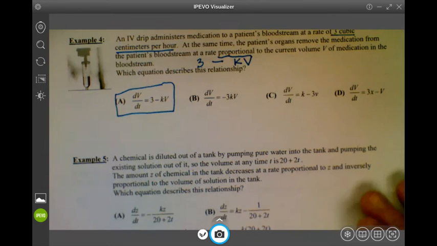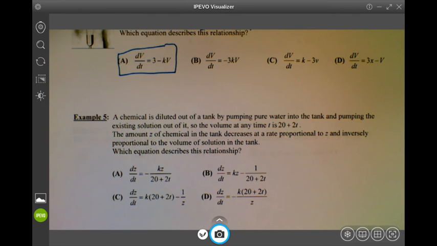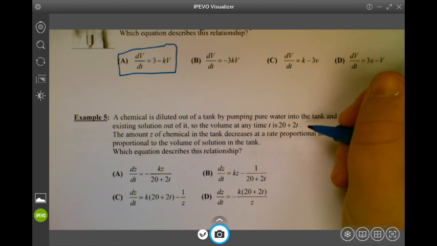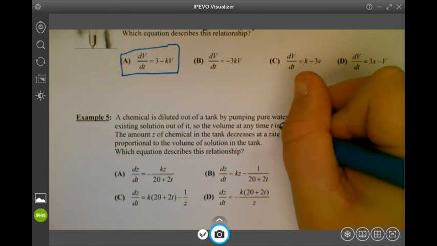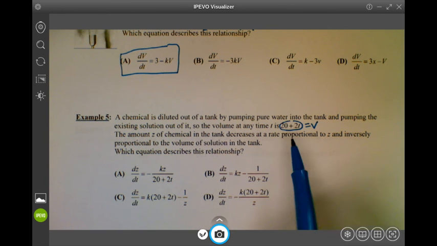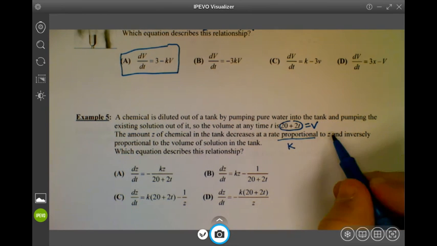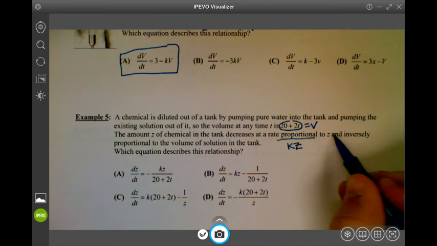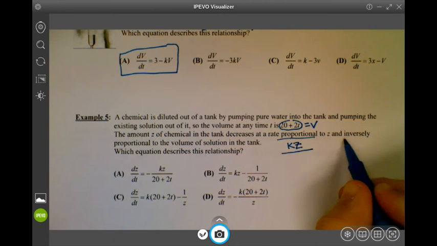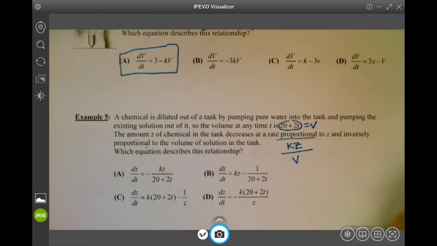All right, and last but not least in this section, a chemical is diluted out of a tank by pumping pure water into the tank and pumping the existing solution out of it. So the volume at any time, t, is equal to 20 plus 2t. So this right here, they said, is the volume. The amount Z of a chemical in a tank decreases at a rate proportional. So rate proportional means you're going to have a k on the top, right? To Z, so kZ. And inversely proportional. So inversely means that this next piece goes in the denominator. Inversely proportional to the volume. So V goes on the bottom. What equation describes this relationship?